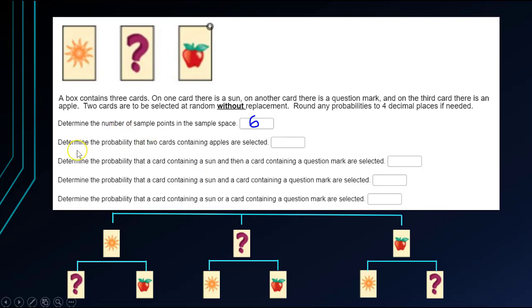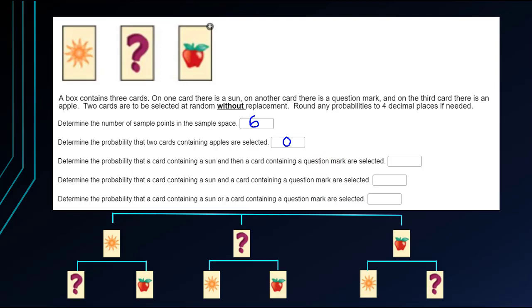Which means the next one, determine the probability that 2 cards containing apples are selected. Well, since I'm not replacing it, if I draw an apple the first time, I'm not going to be able to draw an apple on the second time. For me to draw an apple on the second time, I would have to draw something else on the first time. So there is no pathway that produces 2 apples. So that's the probability.